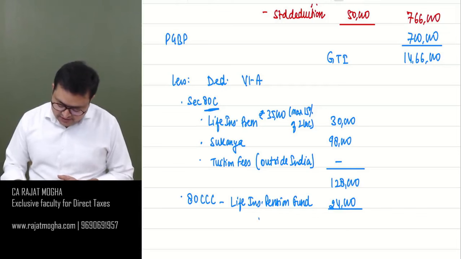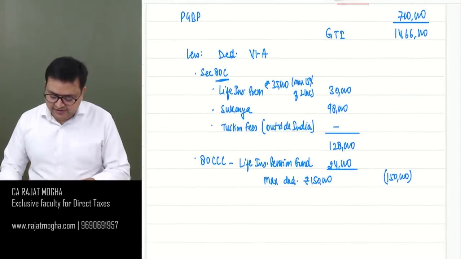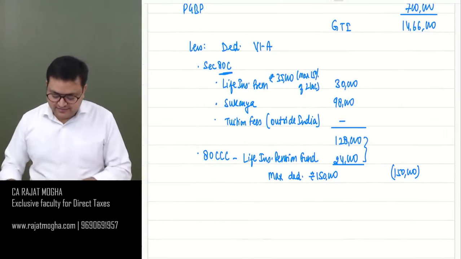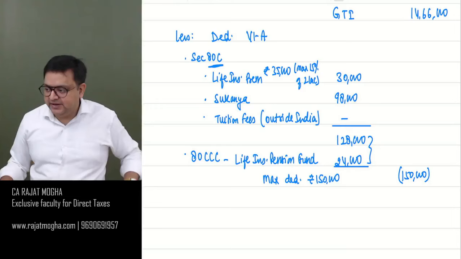So here I'll write maximum deduction rupees 150, so here we will get 1,50,000. Everybody understood? We'll get 150 reduction because it is going beyond 150. Even though I have not taken 80CCD1, still before that only it is going beyond 150. So I'll restrict myself to 150.